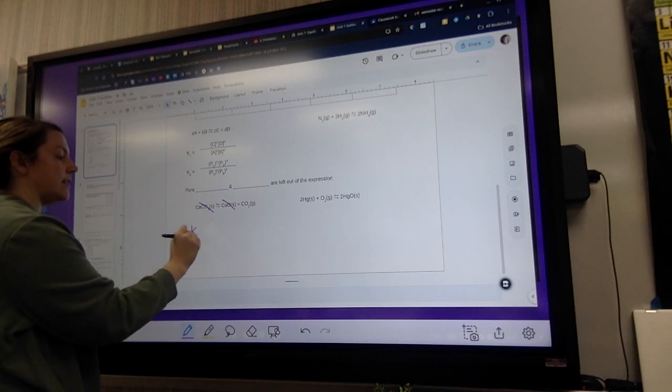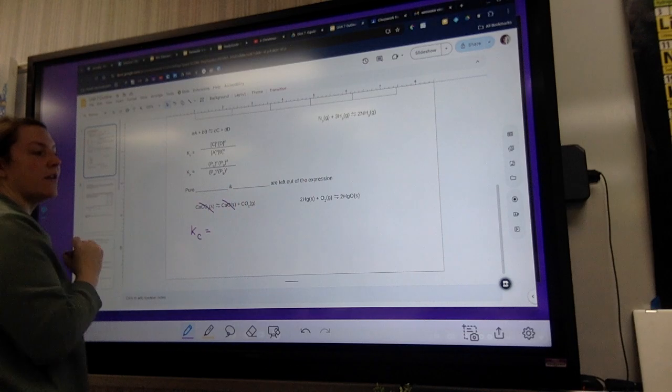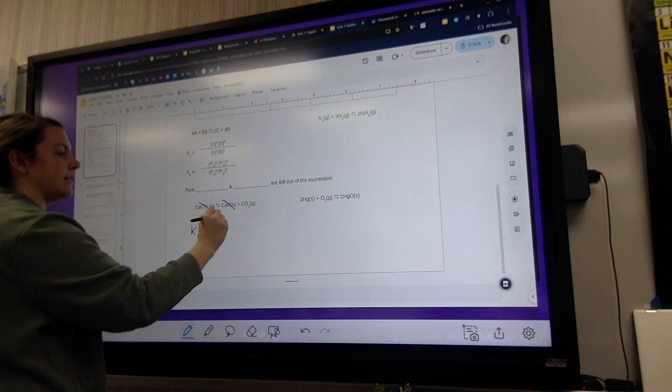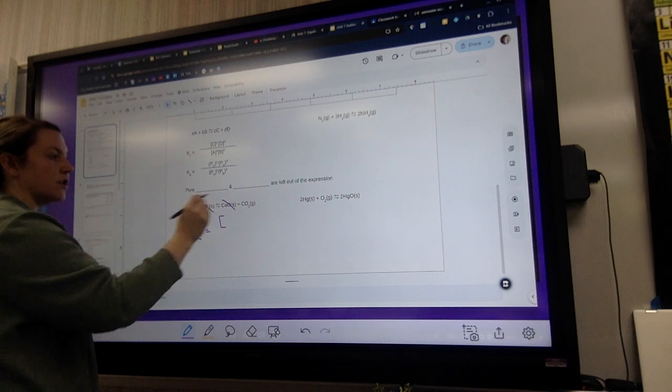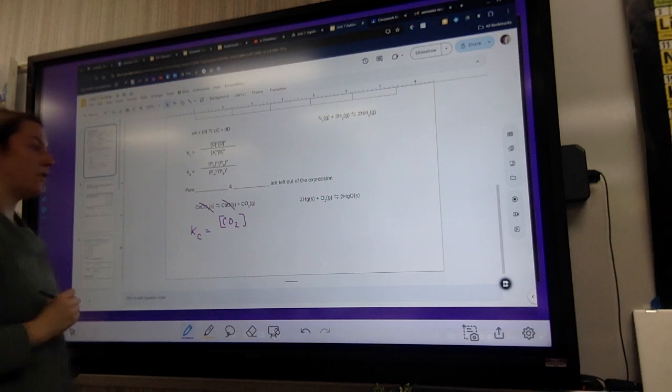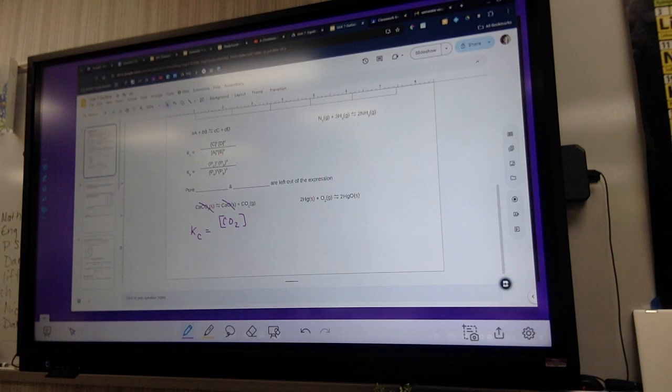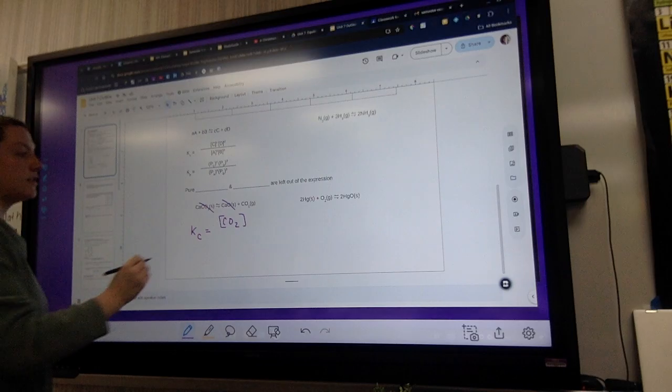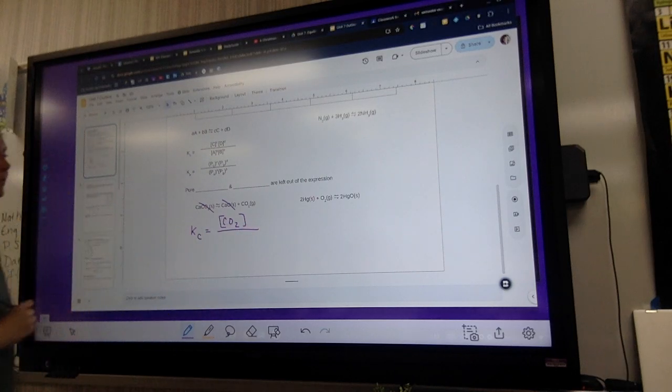So our Kc is products over reactants. We have one product that is a gas. Since we're using Kc, we're going to use brackets. So CO2, and it is to the first power. Wait, is it balanced? Divided by, do we have any reactants? No, so it's just 1. Usually when you write this, you would just write Kc is equal to brackets CO2.